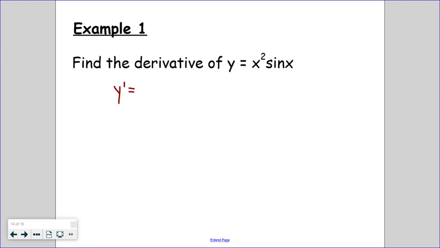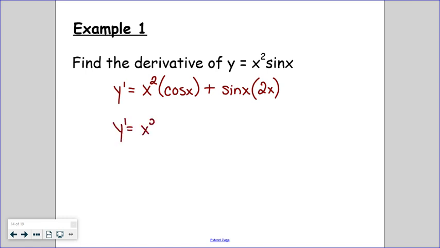Our derivative is going to equal, and the product rule says the first times the derivative of the second. And this is what we are learning today. The derivative of sine is cosine, plus our second function times the derivative of the first. And the derivative of x squared, we use our power rule, 2x. Probably could stop there or clean it up a little bit just to look nicer here. X squared cosine x plus 2x sine x.